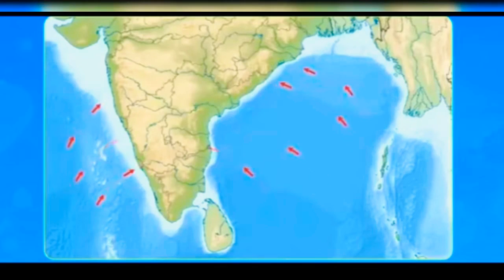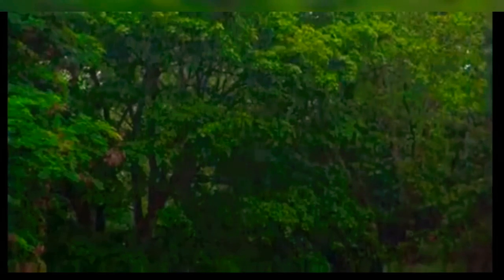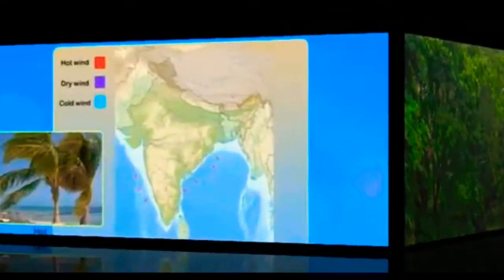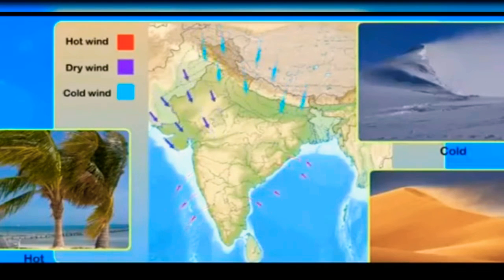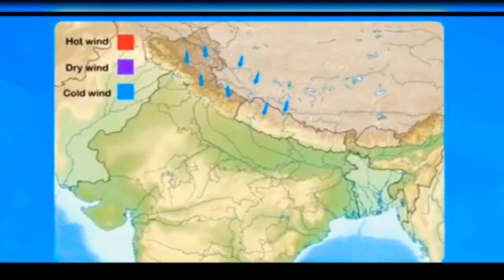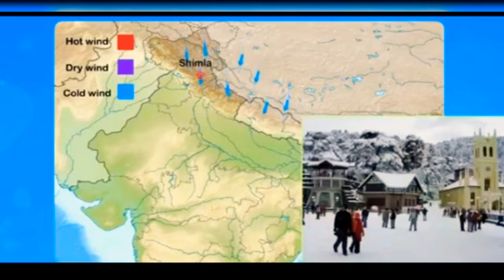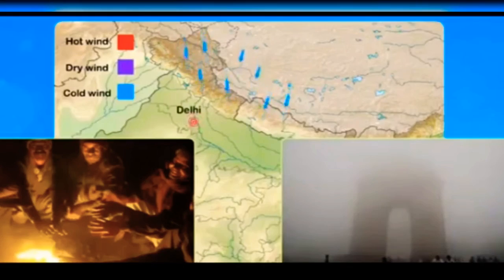Direction of the wind blowing can also affect the climate of a place. Winds that come from over the water bodies bring moisture and rain to the land. The winds can be hot, dry, or cold, depending upon the regions they pass through, and thus affect the climate of the area. The cool winds that blow in North India after snowfall in Shimla always drop the temperature of Delhi and surrounding areas in winter.